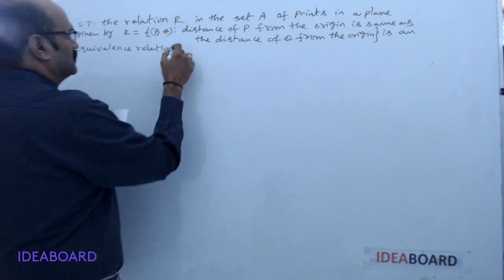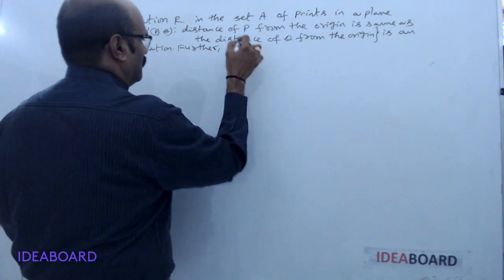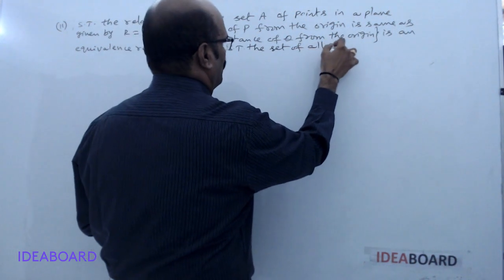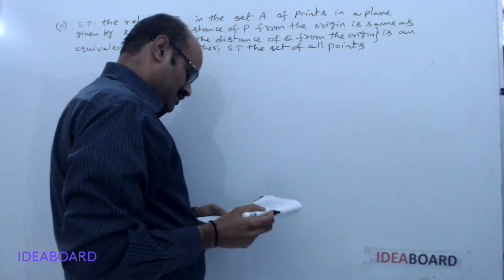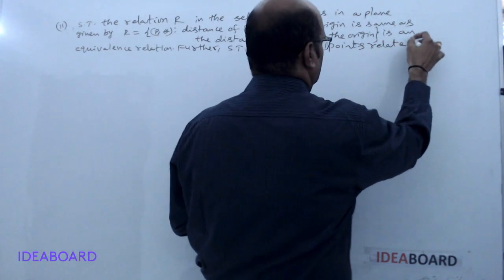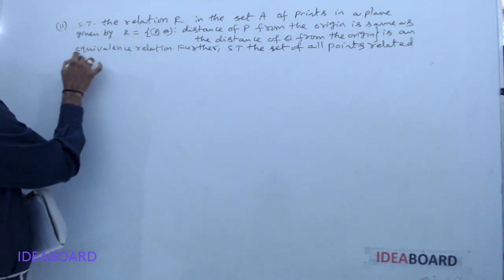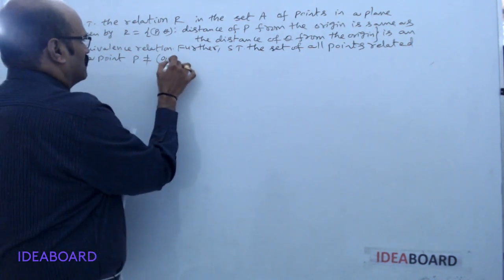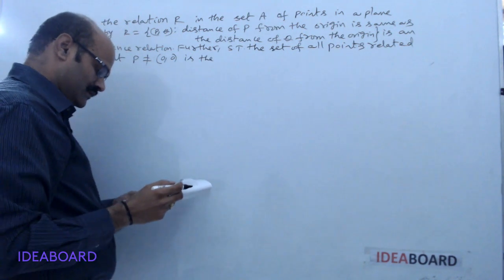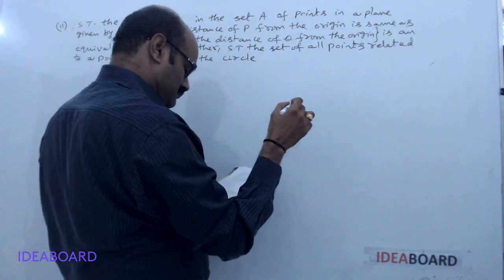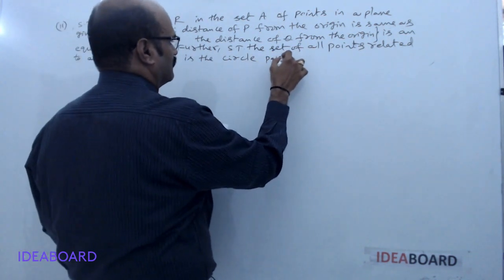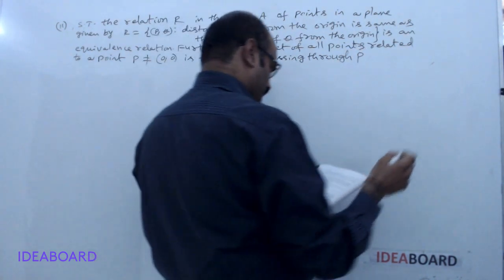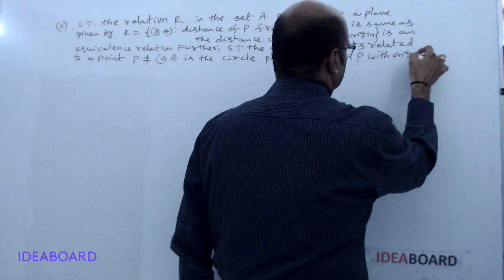Further show that the set of all points related to a point P not equal to (0,0) is the circle passing through P with origin as the center.